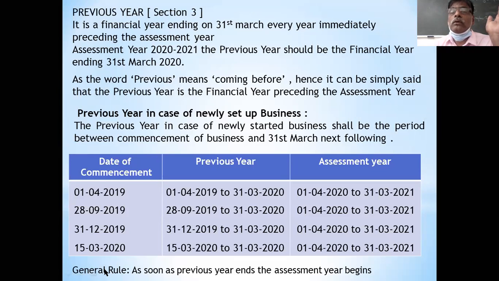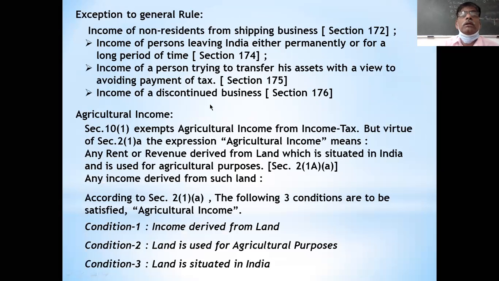This is the general rule. That is nothing but whatever income you earn in the previous year is to be assessed in the current year and taxed in the current year. As soon as the previous year ends, the assessment year starts. And there are certain exceptions to the general rule. What are the exceptions? We will see the exceptions to the general rule.